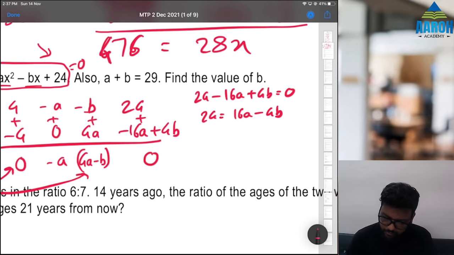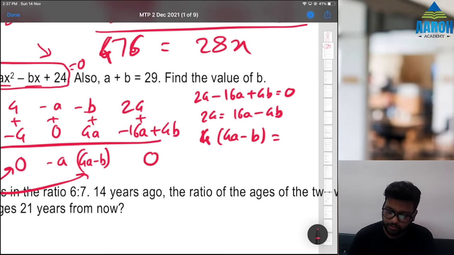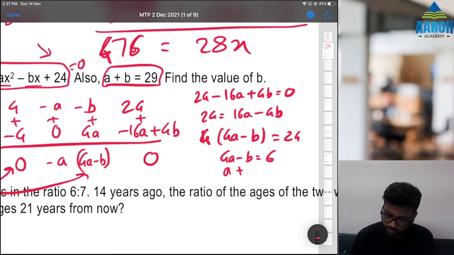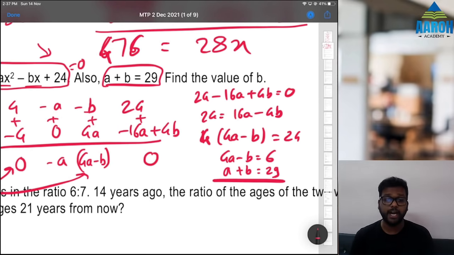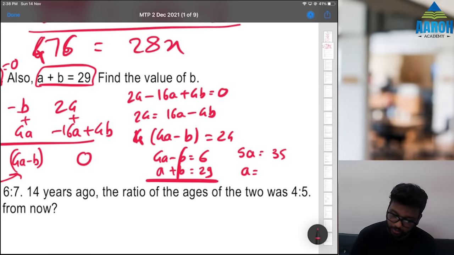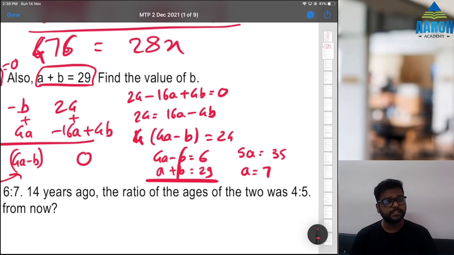Let me write this here. 16a, we can take 4 common, so it will be 4a minus b is equal to 24. That means 4a minus b is 6, right? And we know that a plus b is 29. So let's add the two equations. That will give us 5a, b will be cancelled, is equal to 29 plus 6, that is 35. That means a is equal to what? 35 by 5, a is 7.